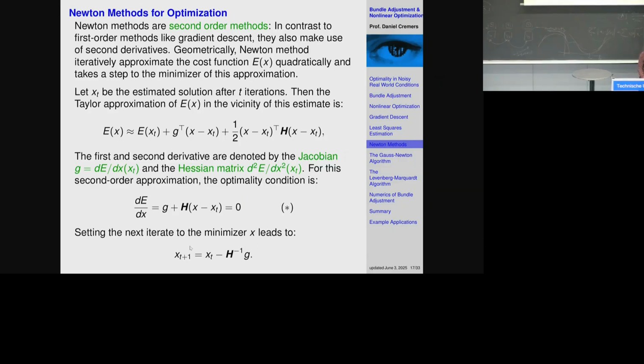What's interesting to note is if you look at the update equation, it is very similar to gradient descent. When I have people in exams, I often ask them if they know the update for the Newton method, and surprisingly many people don't know. It's not so different from gradient descent, right? What do I do in gradient descent? I take epsilon times the gradient, then minus epsilon times the gradient.